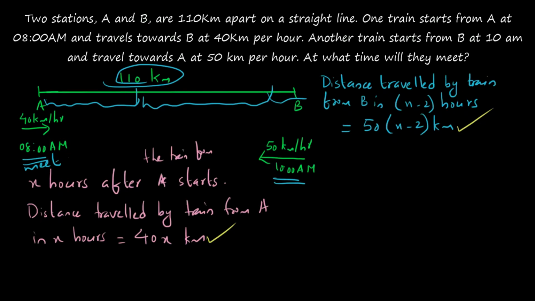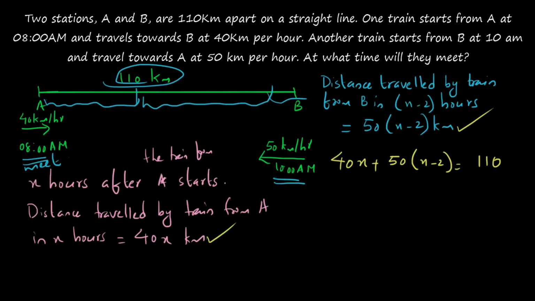When they meet each other, what is the distance travelled by A within that time and what is the distance travelled by B within that time? A has travelled 40 into x kilometer. They are meeting x hours after A starts. Within that time, the train from B will be travelling only 50 into x minus 2 kilometer. We are taking x minus 2 because there is a time difference of 2 hours between the trains starting from A and B. So you have to add both: 40x plus 50 into x minus 2 is equal to 110, the total distance.